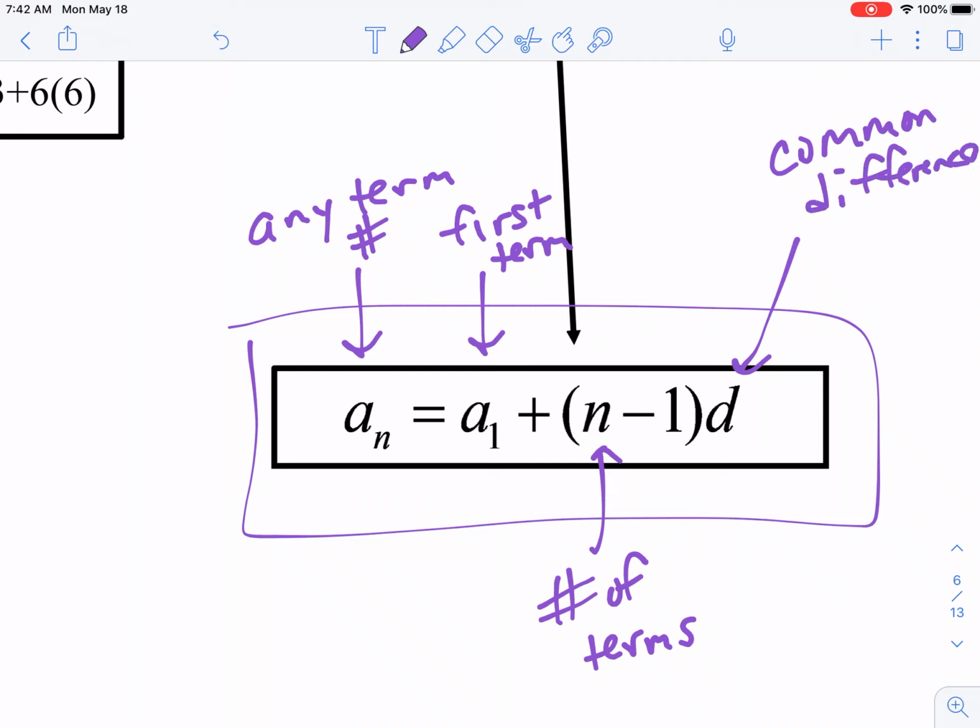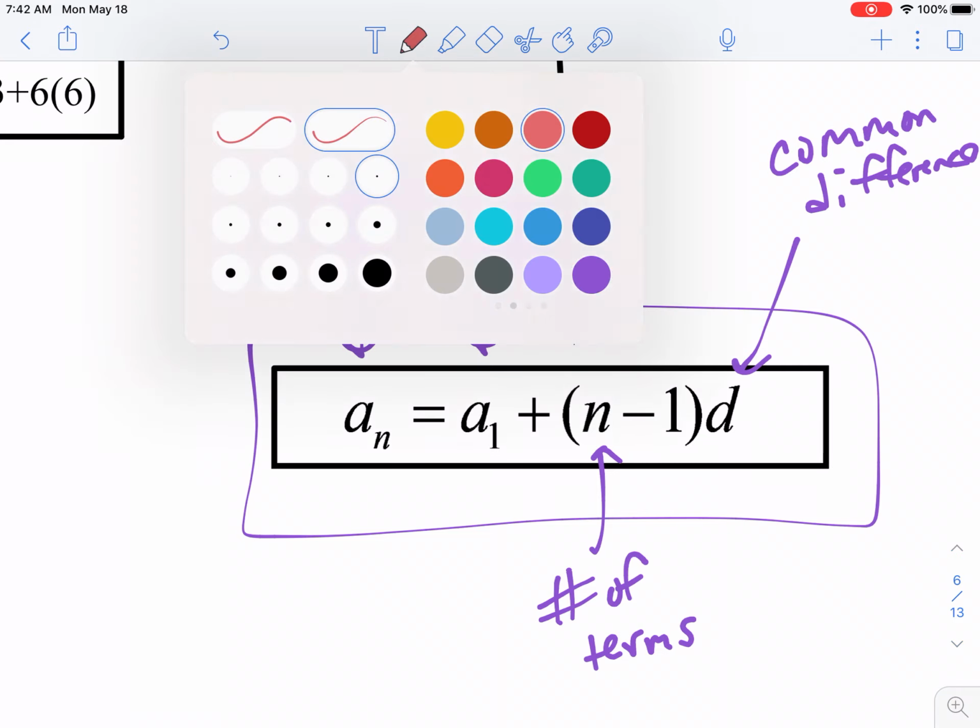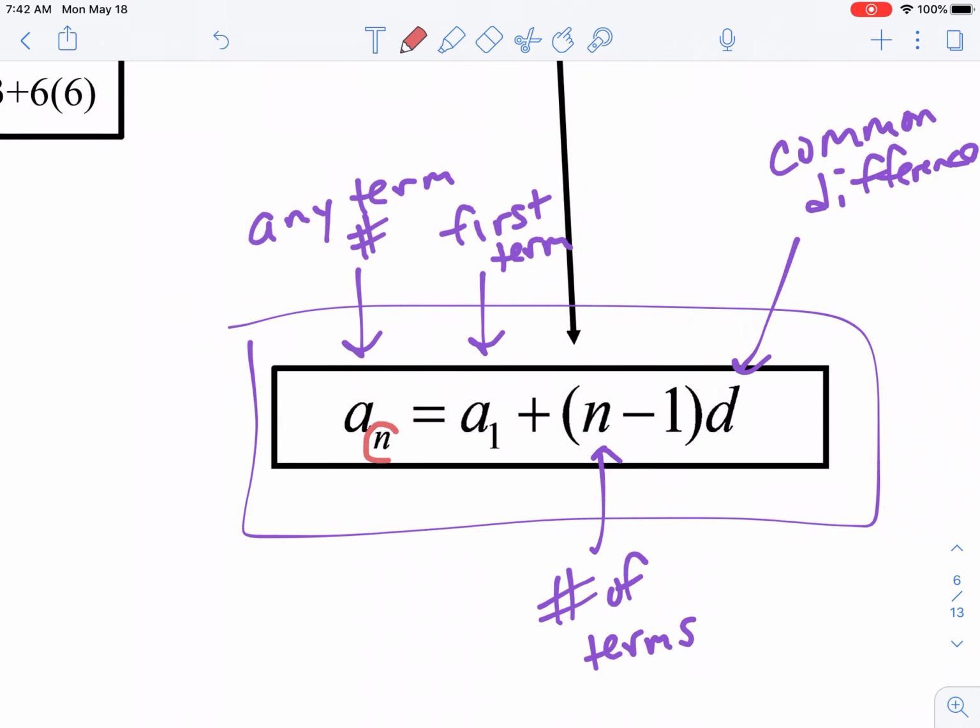And notice, last thing, and then we're going to stop this video and do another one. This little subscript right here, n, should match this number right here. They're both n. Basically, whatever number term you want. So if you want the 200th term, then n is 200.